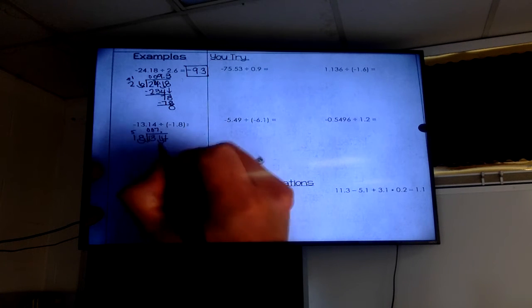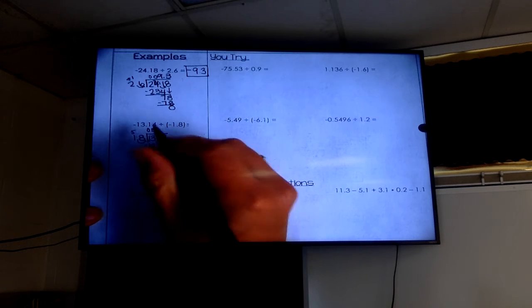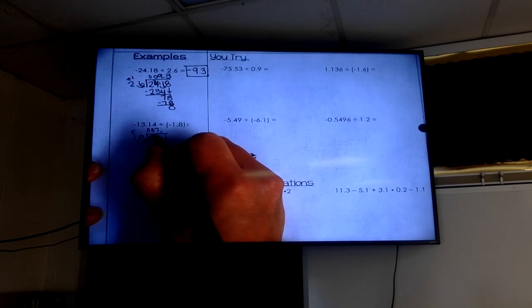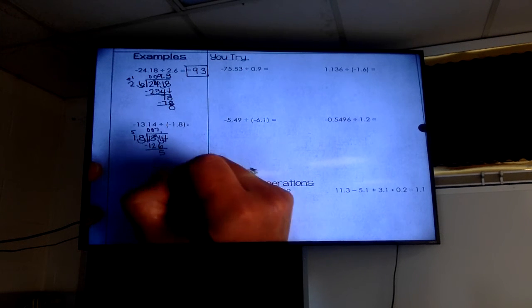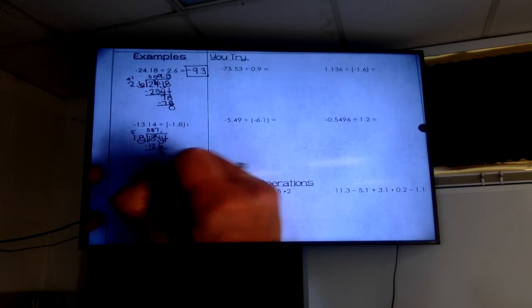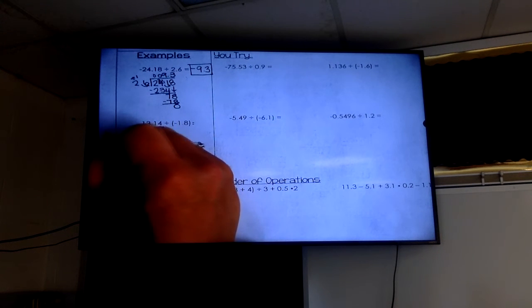7 times 1 is 7 plus 5 is 12. I'm going to subtract. I need to borrow. So 11 minus 6 is 5, and everything else is zeros. 5 is smaller than 18. Now, just for fun, let's check this out.